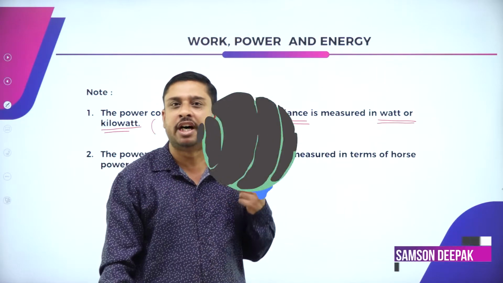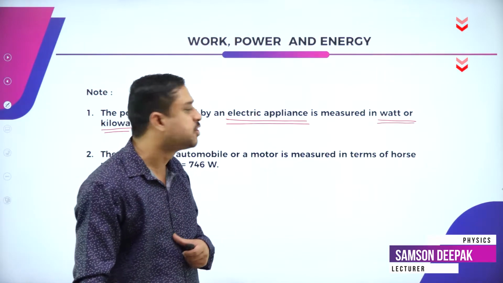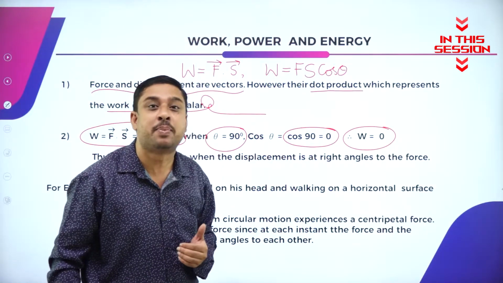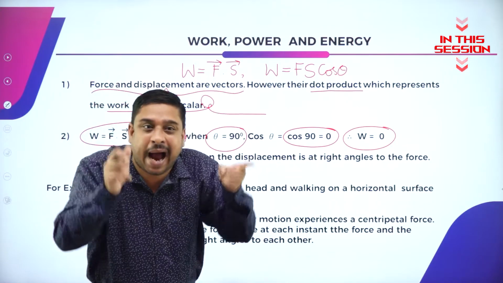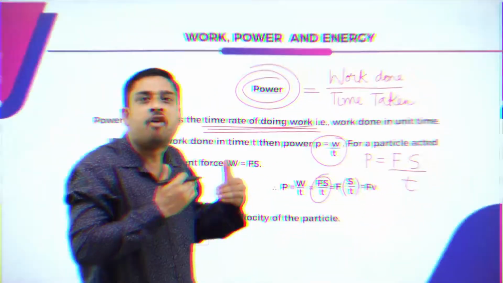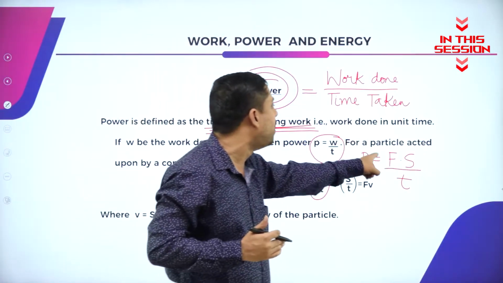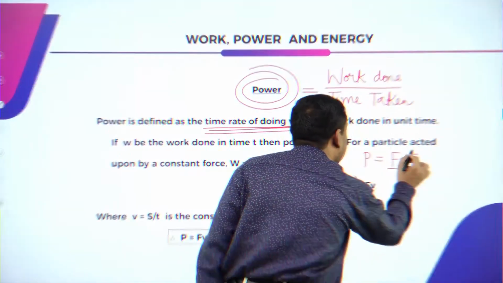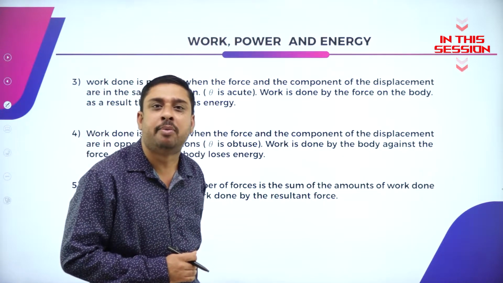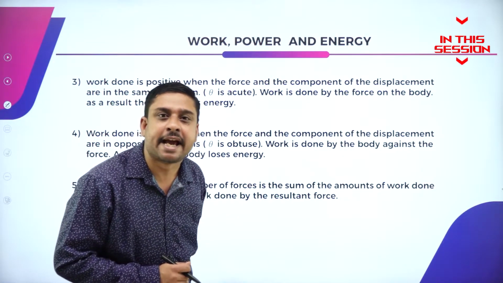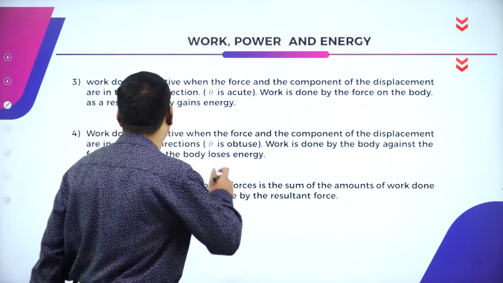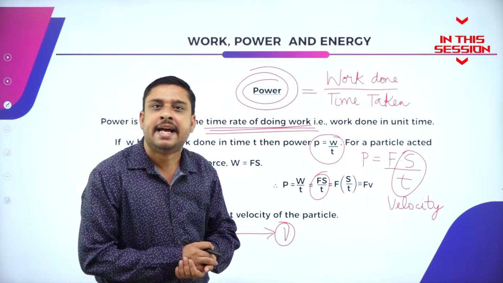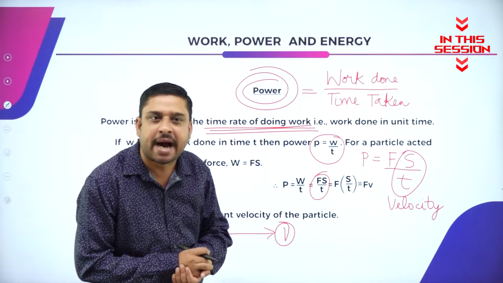They're all measured in terms of watts or kilowatts. Displacement cannot be zero because they are magnitude values of force and displacement. F dot S divided by T. What is the probability of getting positive work done? Work done is defined as force into displacement by time.